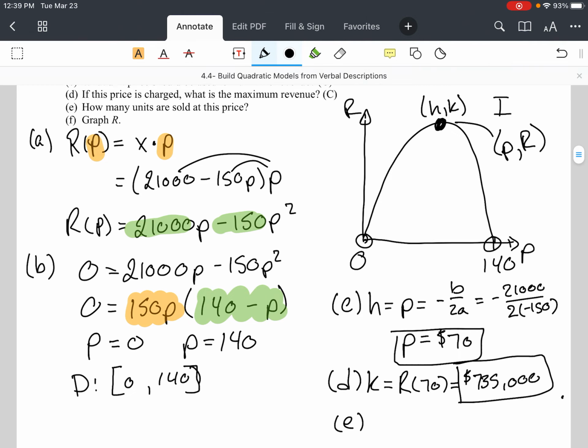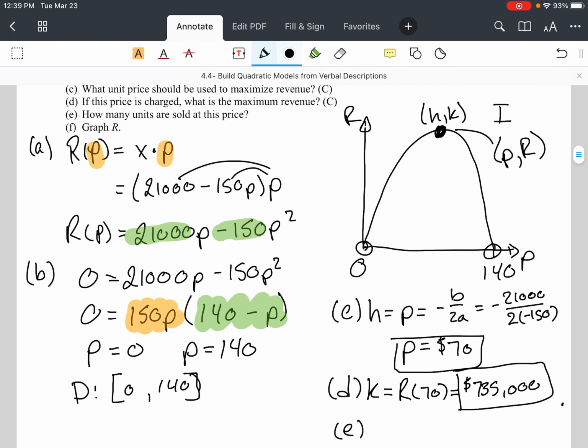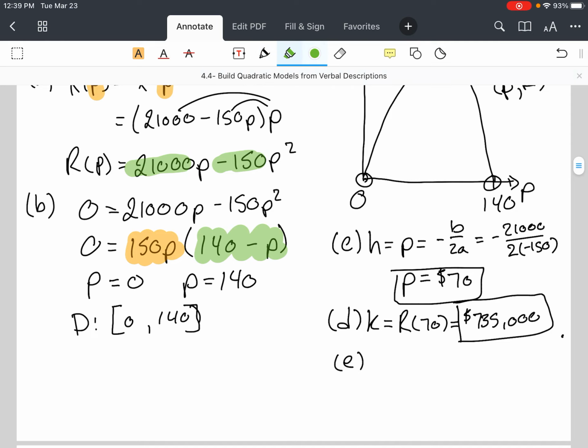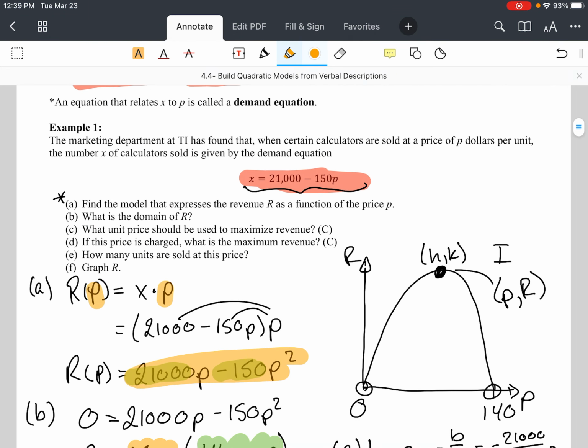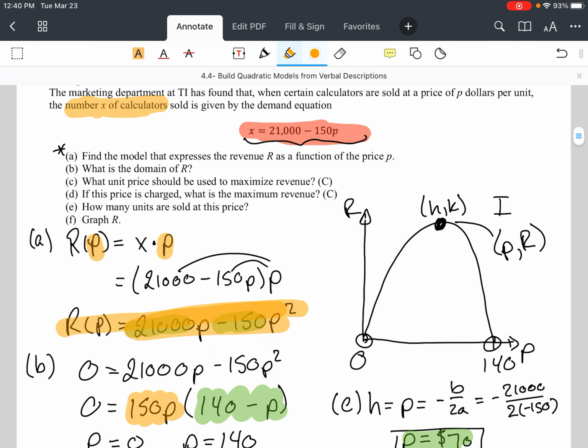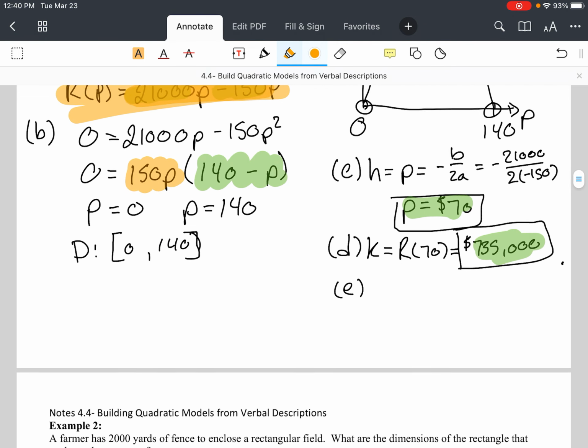Next, it's asking for the number of units that we can expect to sell. This is going to be the one that might be a little bit more difficult. So how many units are sold at this price? Now we need to figure out how we can relate this information back into number of units. If we look at our original function right here, notice that there's nowhere where we have a unit value. Remember, the number of calculators is x. None of this relates it to x. So instead, we're going to use our demand equation right here.